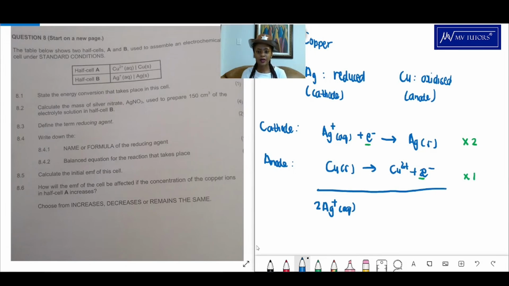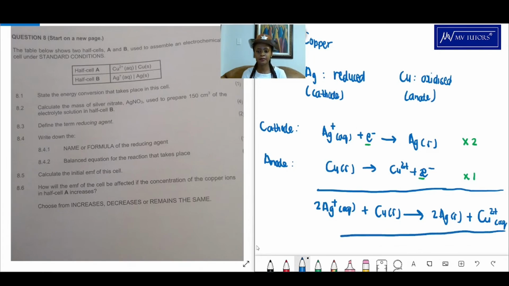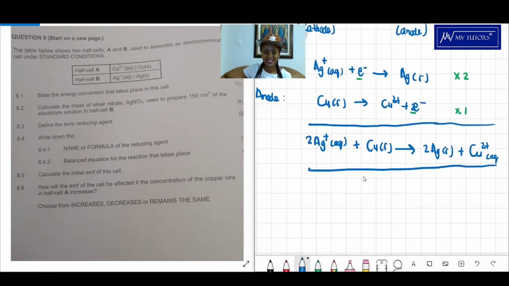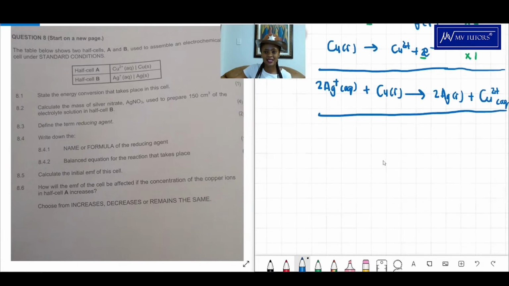Okay. And we're going to have copper there multiplied by 1, which just remains. And then on the other side of the arrow, you're going to have 2 again, silver, the solid, and then you're going to have copper 2+. Okay, so that is your balanced equation. Okay, so yes, we are getting closer to the finale.